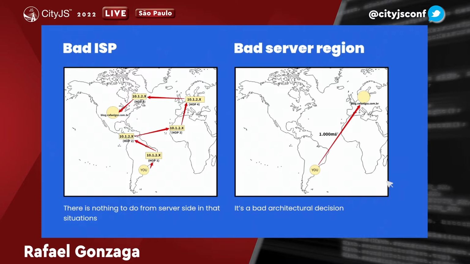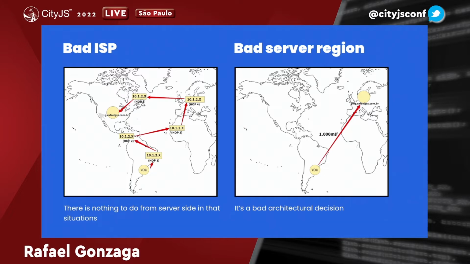Probably you are taking some hoops to reach the end of the server. So for instance, in this example, I have my server in the United States, someplace there. And then I want to connect to this server, but my ISP sends me to another continent, and then I go back to my server. And this takes time. The network takes time. The round trip takes time.